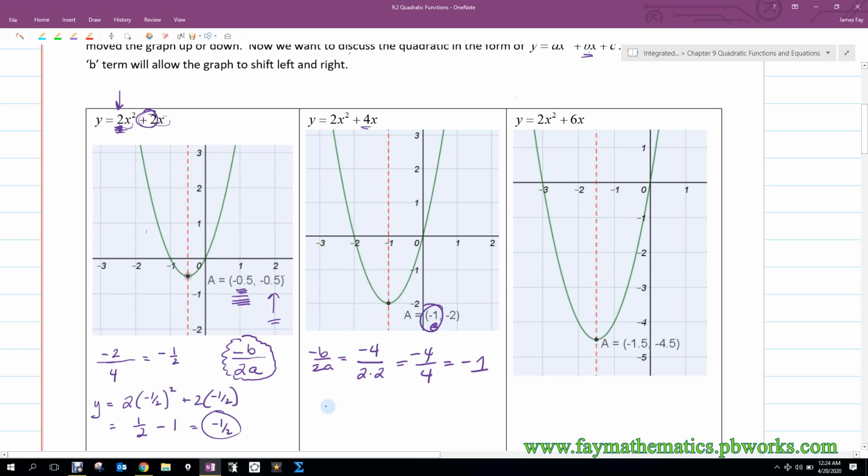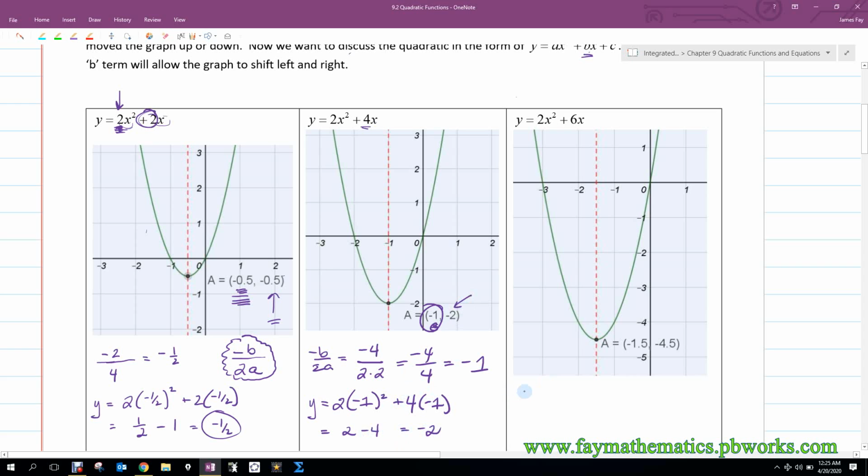The next thing we're going to do is say, okay, if that's the case, then y would be, let's plug that negative 1 in, so it would be 2 times negative 1 squared plus 4 times negative 1. Just plugging it into the x's here. Negative 1 squared is 1, times this 2 would be 2, and then plus 4 times negative 1 turns into negative 4, and that gives me negative 2, which ends up being that value right there.